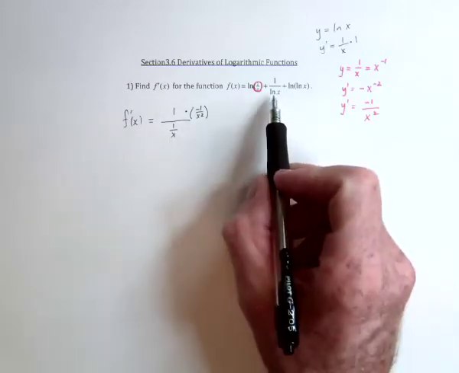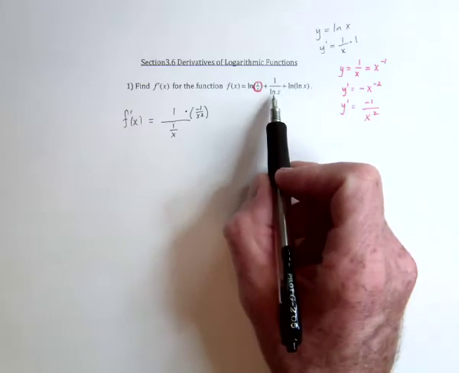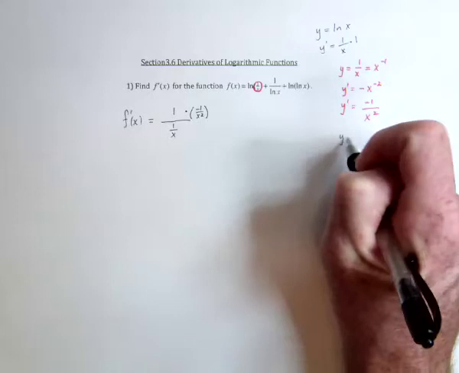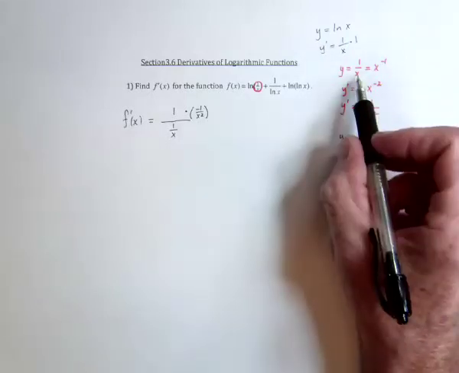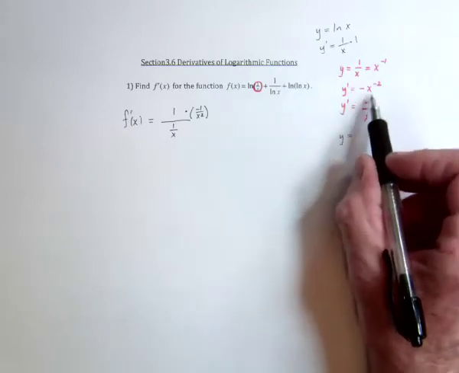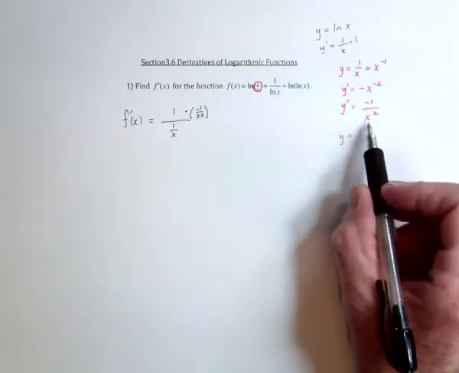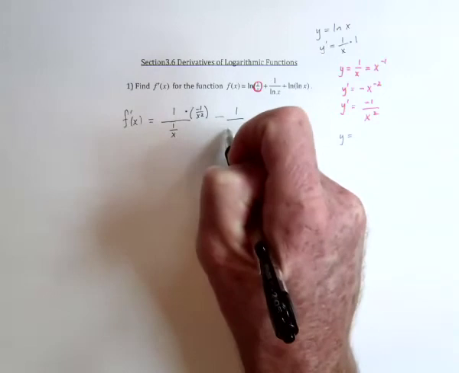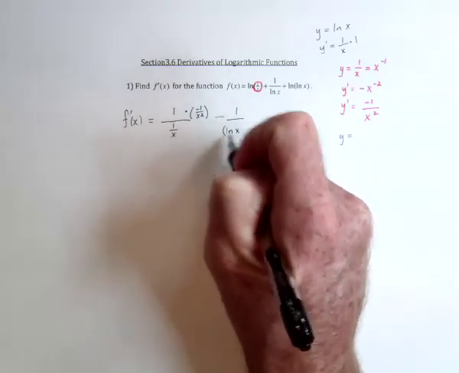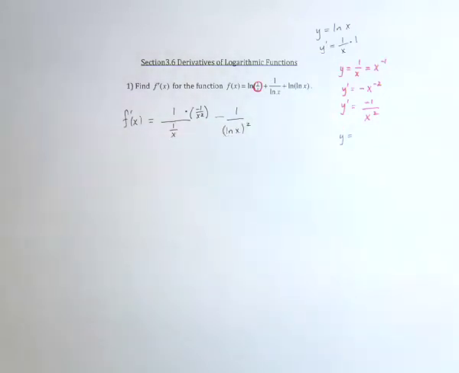And then for this one, well, this one is basically like y equals 1 over x, except instead of an x, it's a natural log of x. So we could go through these same steps, and instead of this being an x, have a natural log of x. So we have negative 1 over the natural log of x squared.